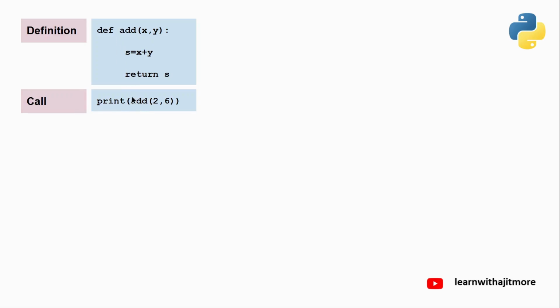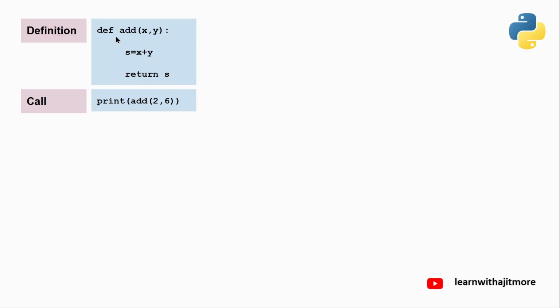You can call that function. When you're calling, you're passing two values. These are called actuals. I guess about this in the last session we have discussed. So 2 and 6 are actuals. 2 will get copied in x, 6 will get copied in y. Now x is containing 2, y is containing 6. You are adding them, storing in s, which is 8, returning it.